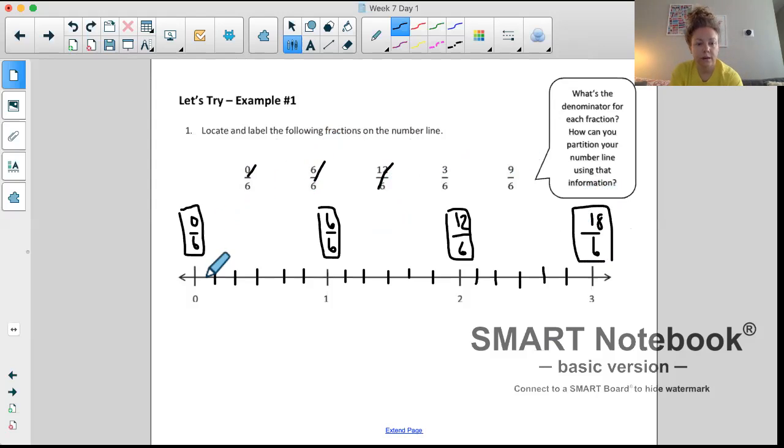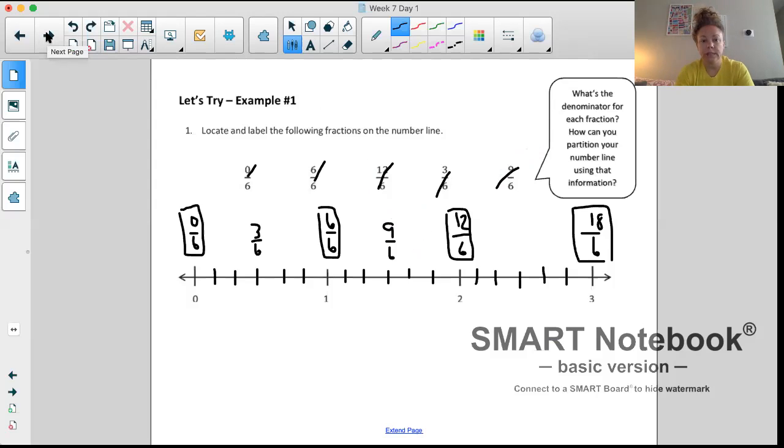I'm going to start at 0, 1, 2, 3. Label 3/6. Need 9/6. So if I start at 6/6, 7, 8, 9. 9/6. Okay. That wasn't too hard.